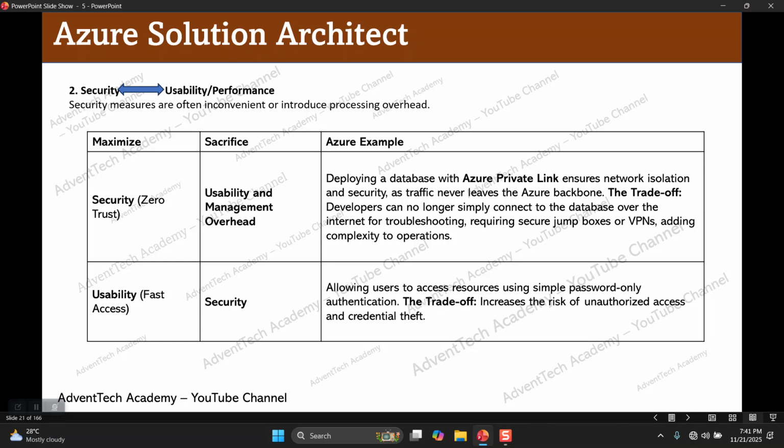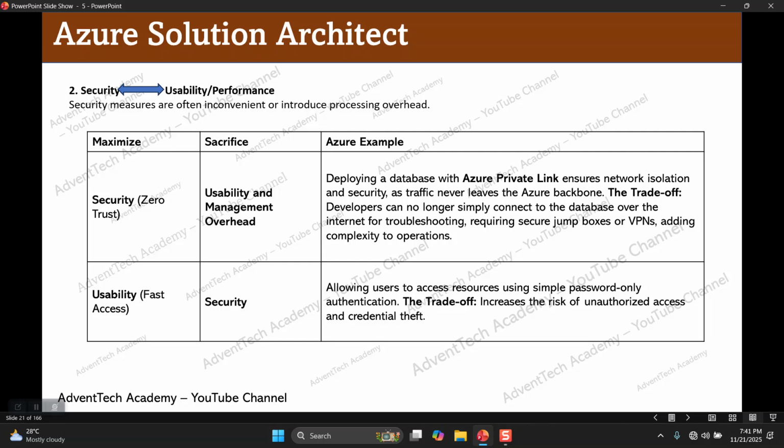affected. Deploying a database with Azure Private Link ensures network isolation and security, as traffic never leaves the Azure backbone. The trade-off is that developers can no longer simply connect to the database over the internet for troubleshooting, or they require jump boxes or VPN, adding complexity to the operation.